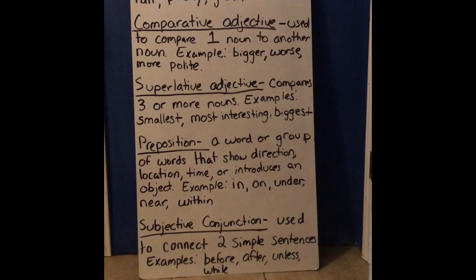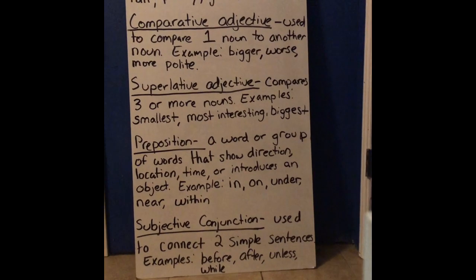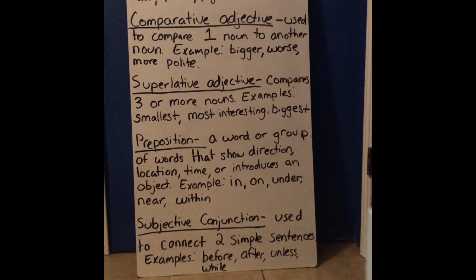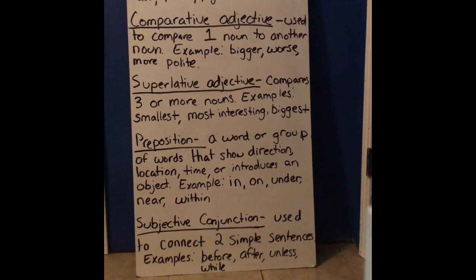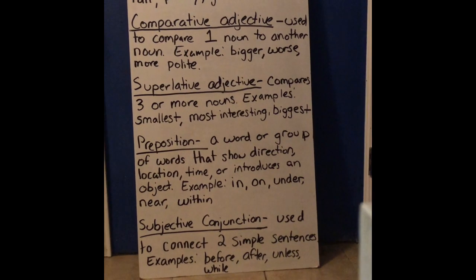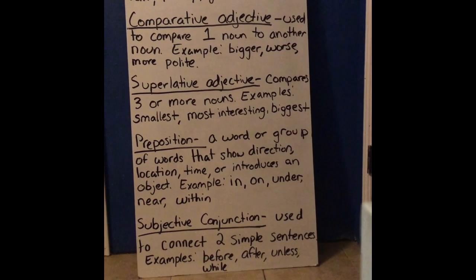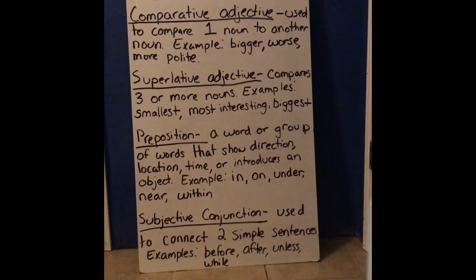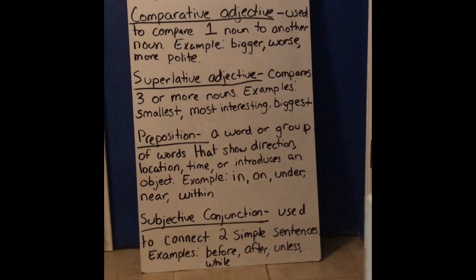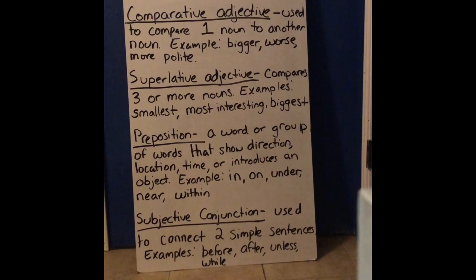A preposition is a word or a group of words that show direction, location, time, or introduces an object. An example would be in, on, under, near, or within. A subordinating conjunction is used to connect two simple sentences. Examples would be like before, after, unless, and while.